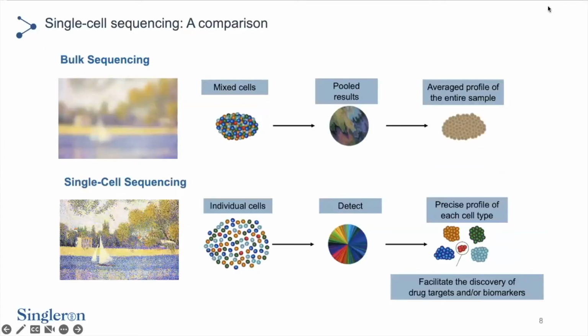So that was the beginning of glycosylation. Now I'll continue with the single cell and why we need single cell. So this is an illustration. I like this very much. This is from Georges Seurat. He's an impressionist artist from the 19th century, and this is one of his paintings.